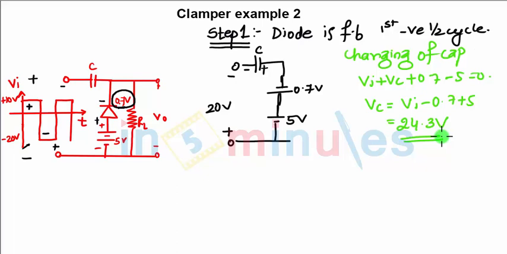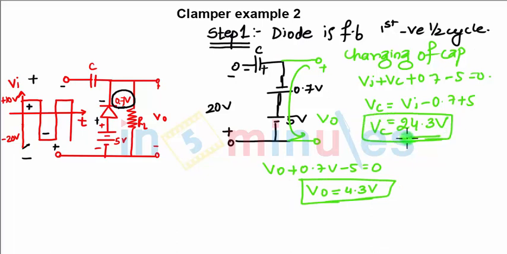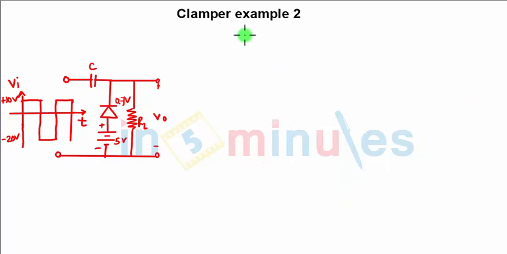In the same half cycle, for the output you will need to draw the diagram, or you can draw in the same diagram, you will have plus minus Vo. So when you apply KVL in this loop, you will have Vo plus 0.7 volts minus 5 equals 0. So you will get Vo as 4.3 volts. So you are getting output as 4.3 volts and your capacitor is charging to 24.3 volts in the first negative half cycle.